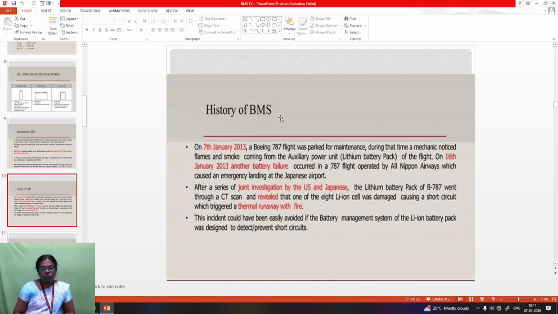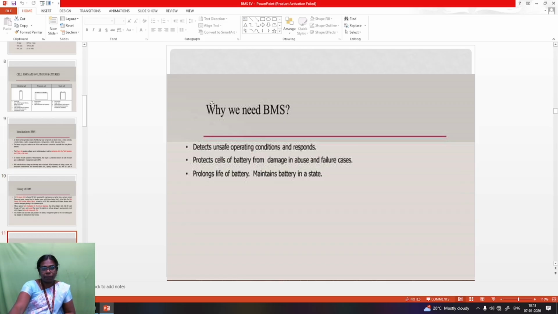After a series of joint investigations by the US and Japan, the lithium battery pack of the B787 went through a CT scan and revealed that one of the 8 lithium-ion cells was damaged, causing a short circuit, which triggered a thermal runaway with fire. Because of the thermal runaway, it made fire. This incident could easily have been avoided if the battery management system of the lithium-ion battery pack was designed to prevent short circuits. So that's why we implement a BMS.